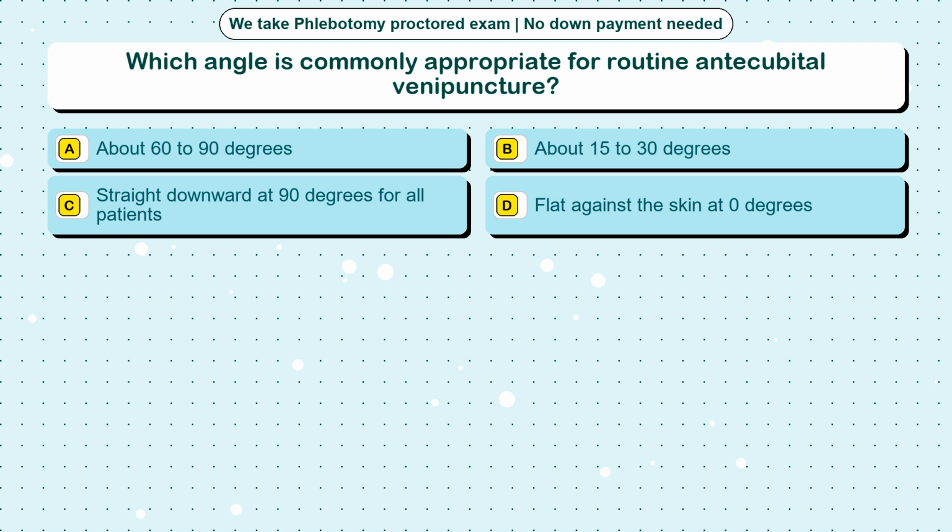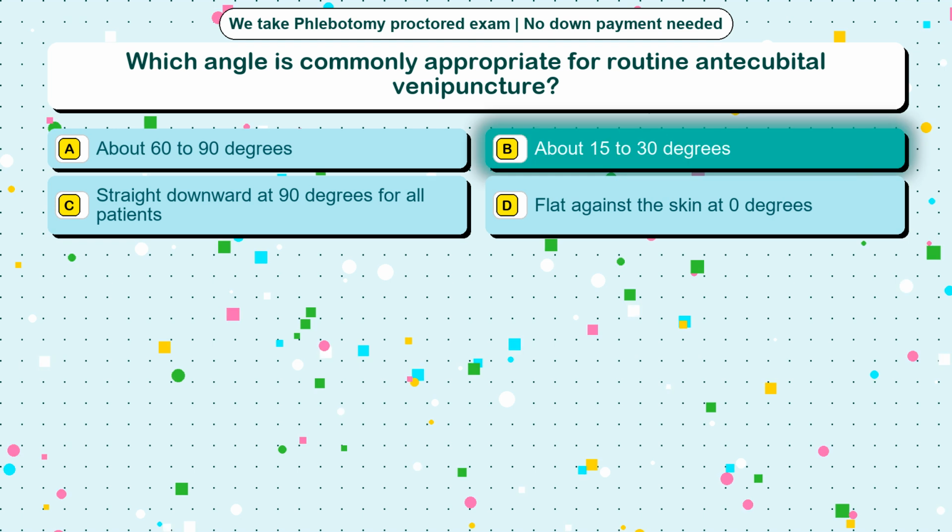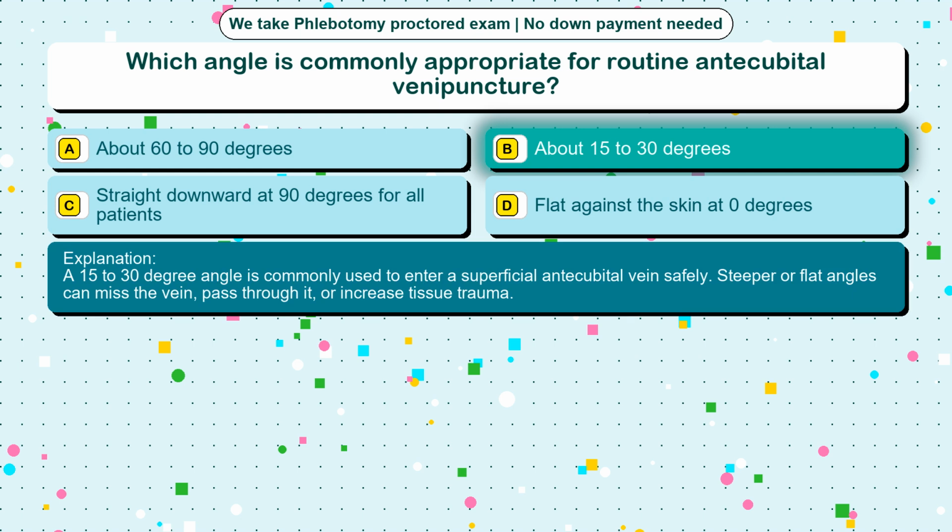Question 16. Which angle is commonly appropriate for routine antecubital venipuncture? Option A. About 60 to 90 degrees. Option B. About 15 to 30 degrees. Option C. Straight downward at 90 degrees for all patients. Option D. Flat against the skin at 0 degrees. The correct answer is option B. About 15 to 30 degrees. A 15 to 30 degree angle is commonly used to enter a superficial antecubital vein safely. Steeper or flat angles can miss the vein, pass through it, or increase tissue trauma.